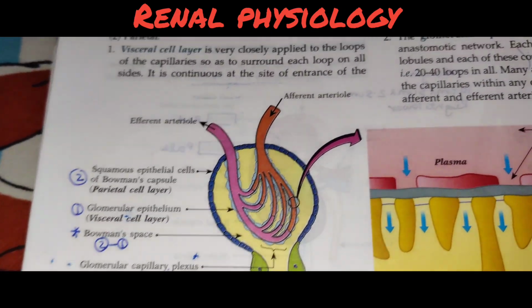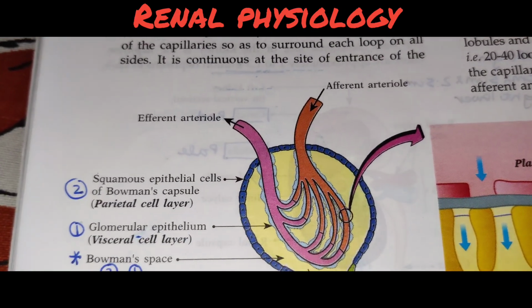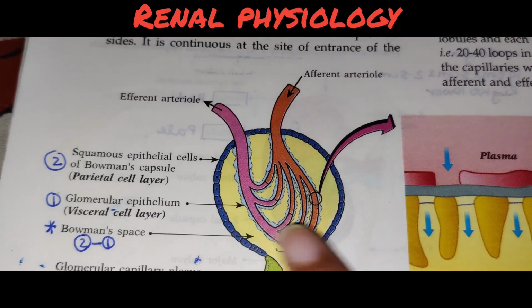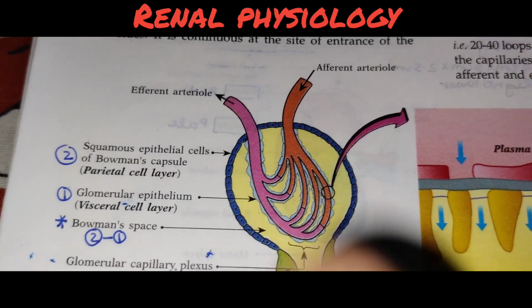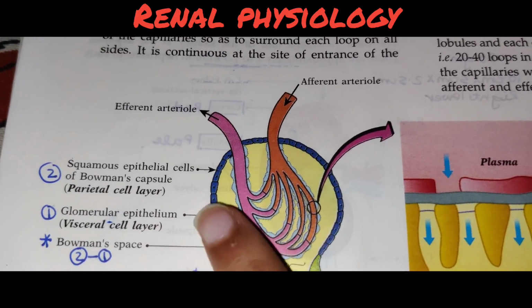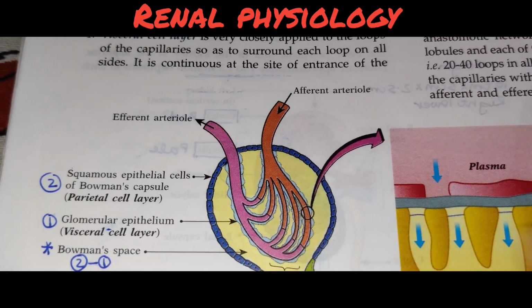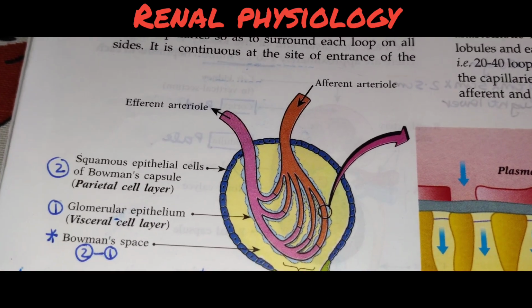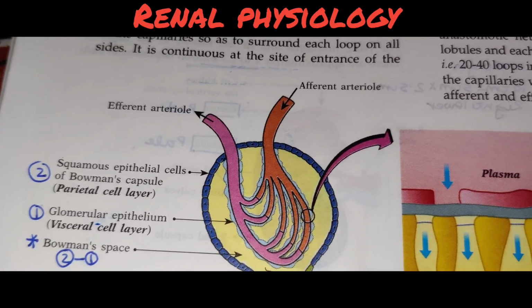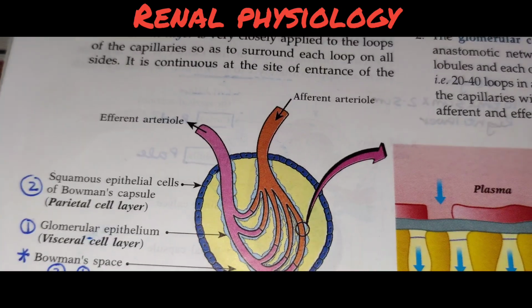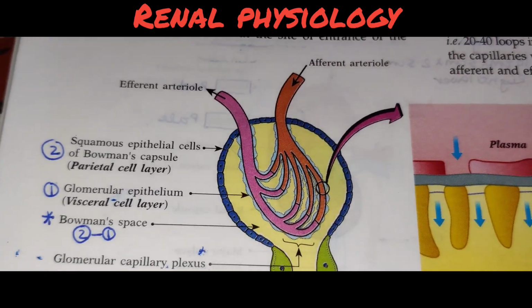Okay, so imagine this is a cross section through it. So this will be like a balloon, and this is like a fist in the balloon. So this balloon is called the Bowman's capsule, and the fist in the balloon is the capillary, or the glomerular capillary.